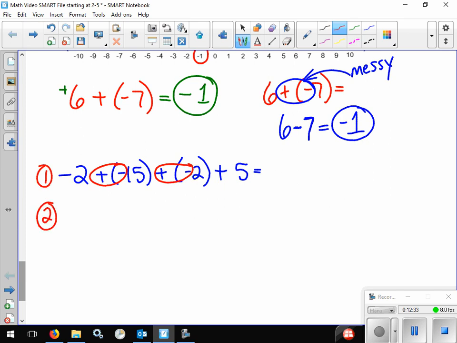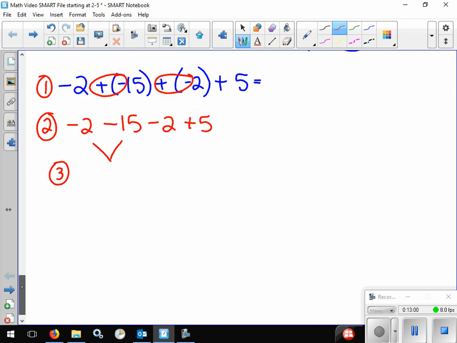Second step, clean up the messiness. So I have negative 2, adding a negative, minus 15, adding a negative, minus 2, plus 5. So again, it's just a little bit cleaner. So now I'm going to take it in little pieces. So step 3, what's negative 2 minus 15? Remember, we can look at negatives as borrowing. So you borrowed $2, and then I'm going to borrow 15 more.